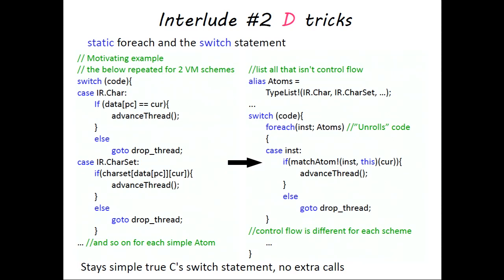Now, how do we pack this up? D allows for so-called static foreach. What static foreach does is that it allows you to insert a bunch of parameterized code in a current statement scope. So we just list atoms, and then we spin through each atom. The instruction gets the current value. And this code generates exactly the same thing as on the left, but you just see one representation of it. There is no need to actually copy and paste things around. So the bottom line is that we get the same switch statement, but there is now less code. Less code means DRY code, fewer bugs, and whatever.